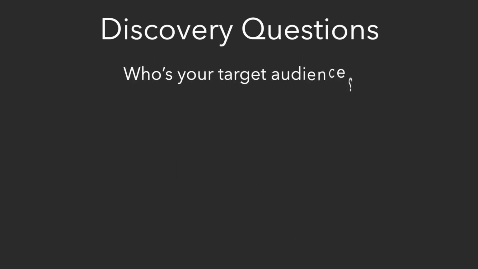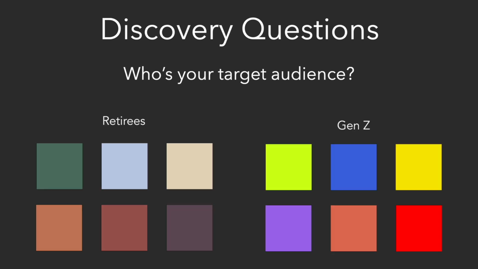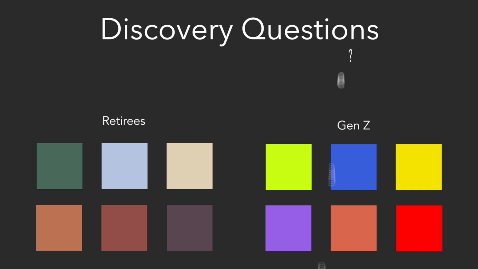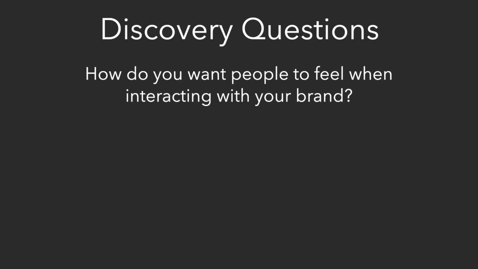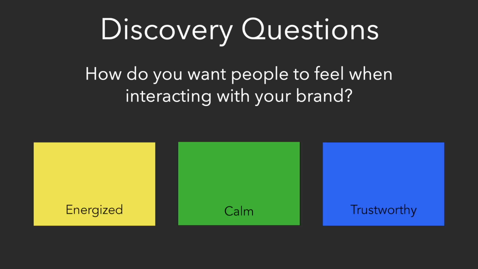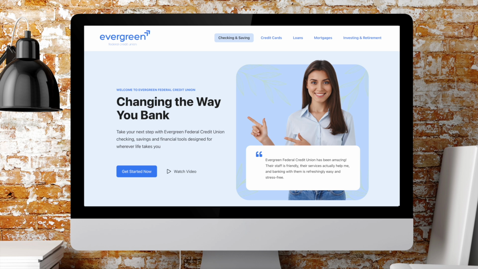For instance, who's your target audience? Colors that appeal to retirees, such as soft, muted colors and earthy tones, differ from those that attract Gen Z who like bright, bold, contrasting colors. Another question is, how do you want people to feel when interacting with your brand? Energized, calm, trustworthy? And industry expectations matter more than many designers admit. Financial websites tend to use blue because it signals trust and stability. Try pitching a pink banking site and watch your client's face.